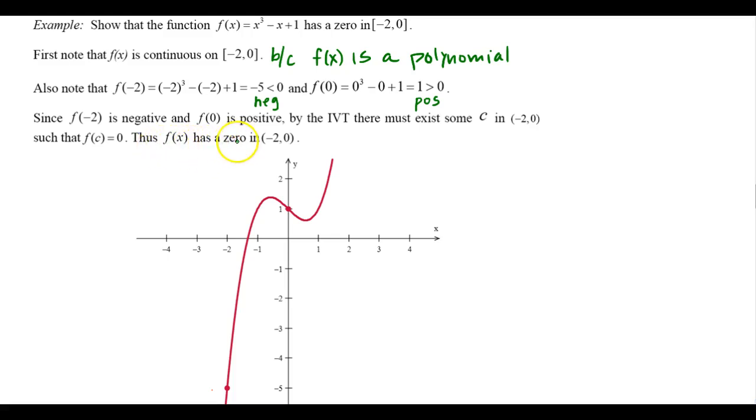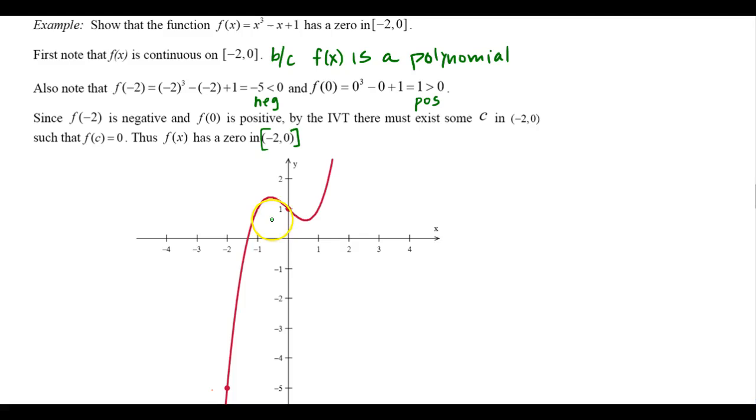So if f of x has a 0 in the open interval from -2 to 0, well, -2 to 0 closed, that's a bigger interval. So if there's some 0 between -2 and 0 on the inside of this open interval, well, there has to be one also in the closed interval. So we've used the intermediate value theorem to show that.